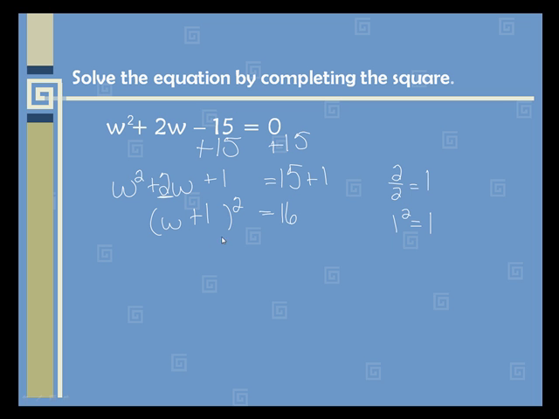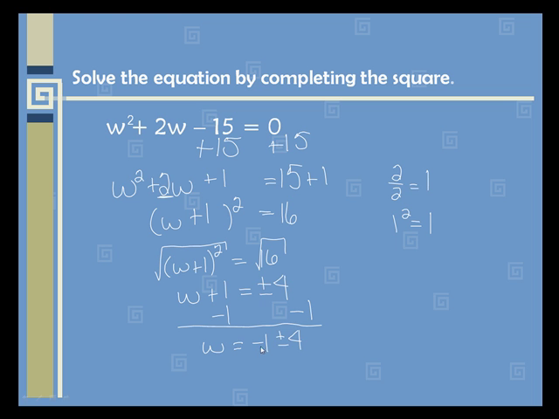Now I want to solve it, okay? So I rewrite it, w plus 1 squared equals 16. And how you do that is you take the square root of both sides. So this side becomes w plus 1 equals, now the square root of 16 is plus or minus 4, okay? Now I want to get w by itself. So I'm going to subtract 1 from both sides of the equation, just like we do in any other solving. So w equals negative 1 plus or minus 4.